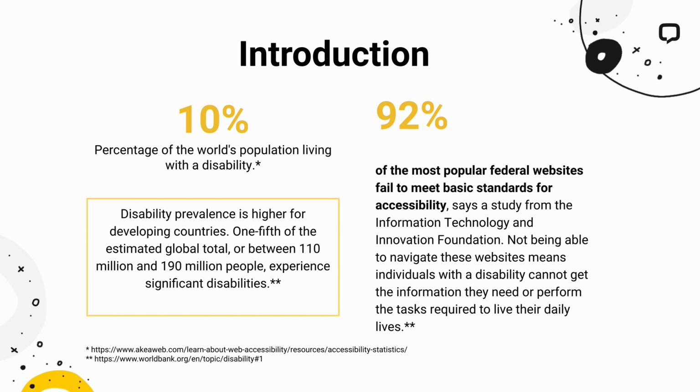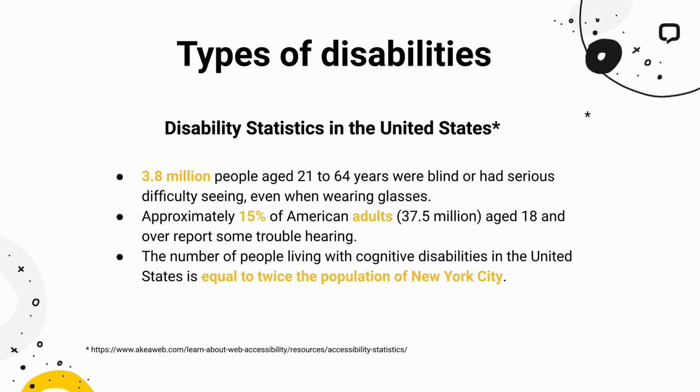When I talk about disabilities, there are certain numbers that I want to state so you understand what we are talking about. Just in the US, 3.8 million people are blind or have serious difficulty seeing, even with glasses. They basically cannot see much. 3.8 million, that's huge. And 15% of American adults have some trouble hearing. That's 37.5 million people. So far, we have more than 40 million people with some sort of disability that stops them from accessing things. And it gets even harder: the number of people living with cognitive disabilities in the US is twice the size of New York City. And New York City is a pretty big place. So we're talking about a huge chunk of people, Konrad, right? It's a lot of people that cannot access the same thing that someone without disabilities can.